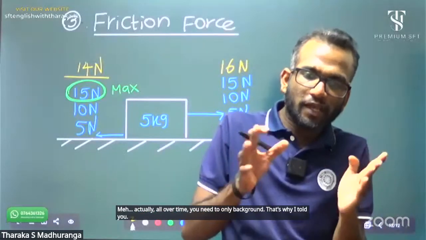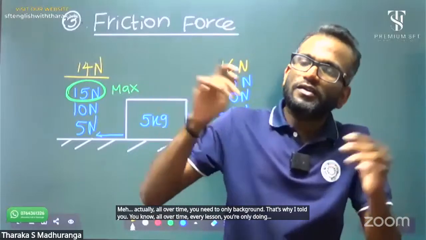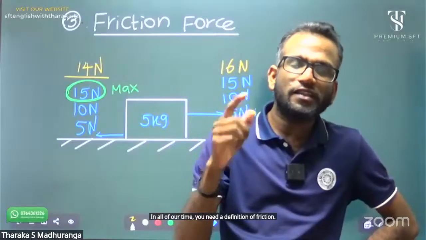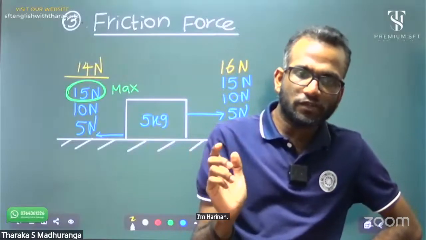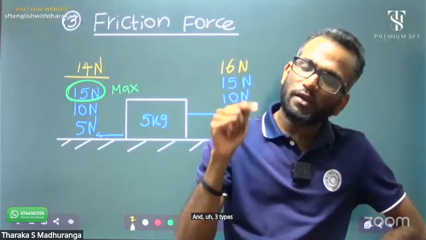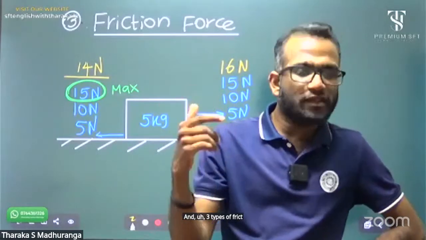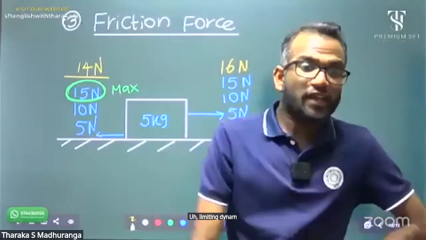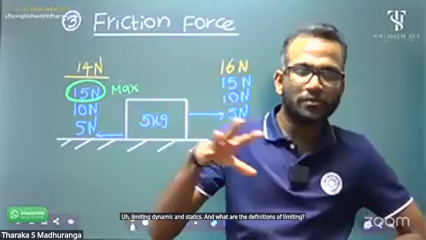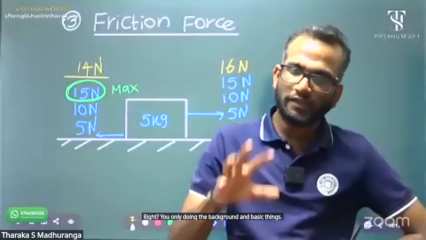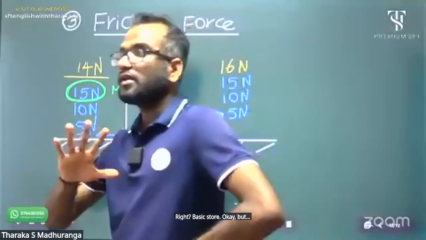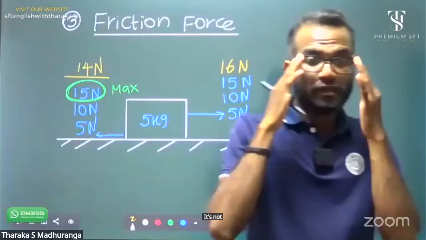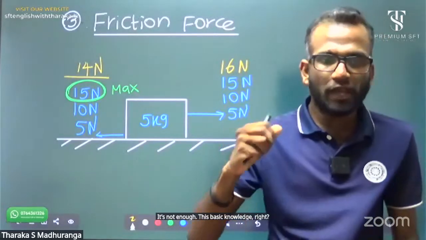In O level time, every lesson you only did the definition of friction, and three types of friction: limiting, dynamic, and static. And what are the definitions of limiting? They only give the full idea like this, right? You only did the background and basic things, right? Basic story. But now in our A level syllabus, this basic knowledge is not enough, right? You should have a complete idea.